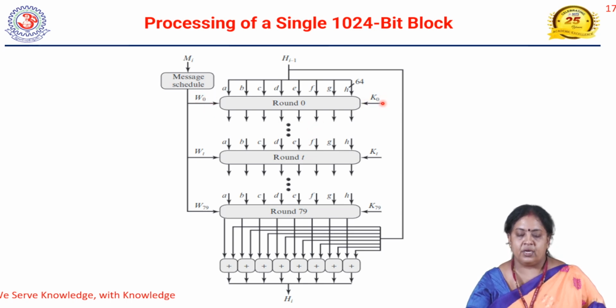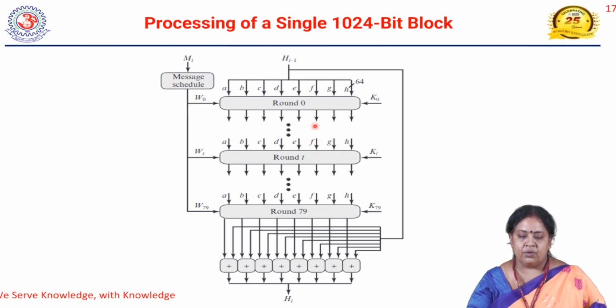Okay, k naught for round 0 and k79 for round 79. So round 0 is producing the output of 8 64-bit registers that will be given for round 1. And round 1 is also going to take another input that is derived from the message schedule. This message block is of 1024 bits, so it is going to generate a word which is a 64-bit value, and it also takes a constant.